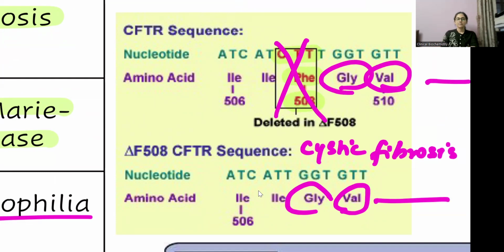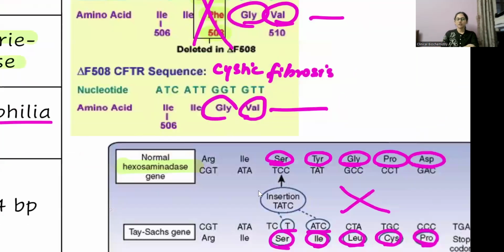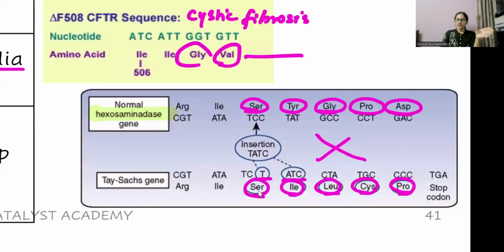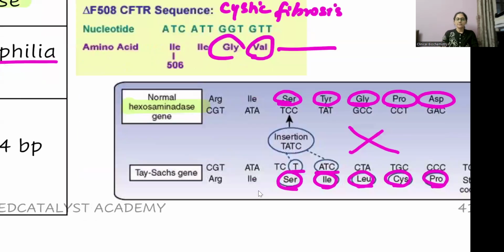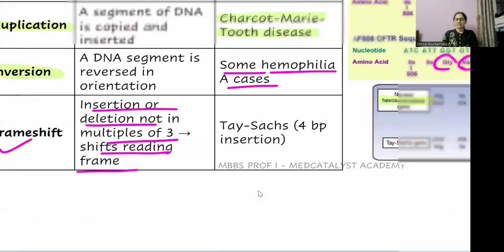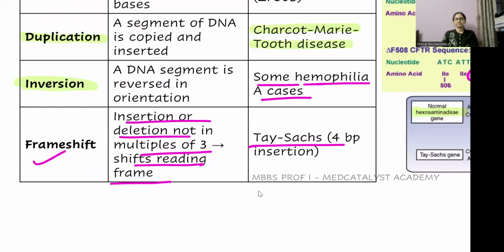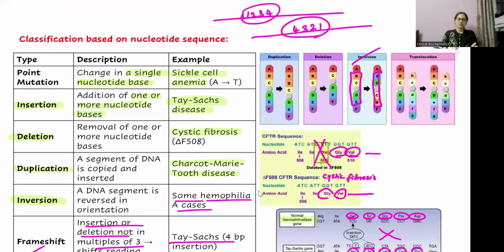But in Tay-Sachs, this is not in multiples of 3. Here, not just one codon is removed. Here, 4 nucleotides are inserted in between. So the entire frame is getting shifted. The entire frame in which it is read itself is shifted, right? So that is what is called the frame shift mutation. Again, the example for this is Tay-Sachs. Right? So these are the different classifications based on the nucleotide sequence.